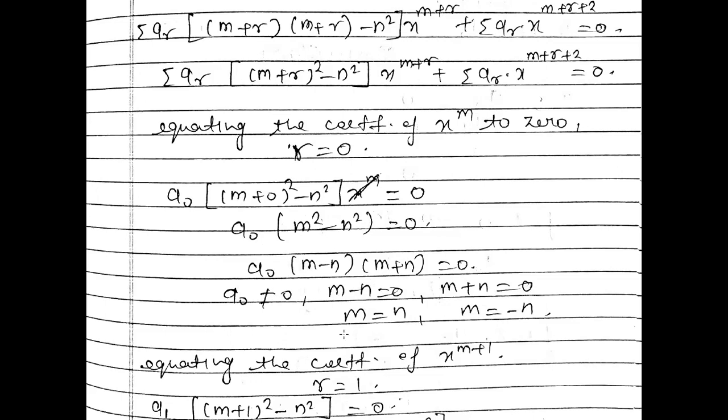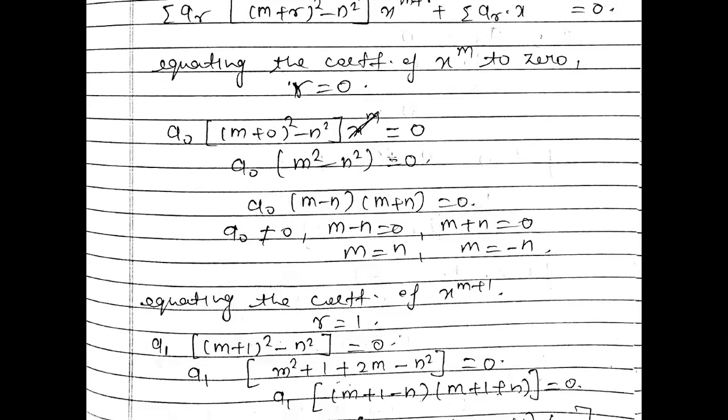So a1 r will be 1. So a1 times ((m plus 1) whole square minus n square) into x to the power m plus 1. So we are just putting the x to the power m plus 1 coefficient equal to 0. So a1 ((m plus 1) whole square), that means a square minus b square. So just open a square minus b square here: (a plus b)(a minus b) is equal to 0.